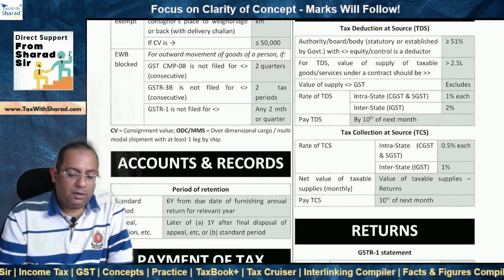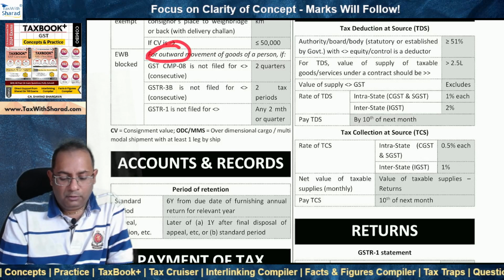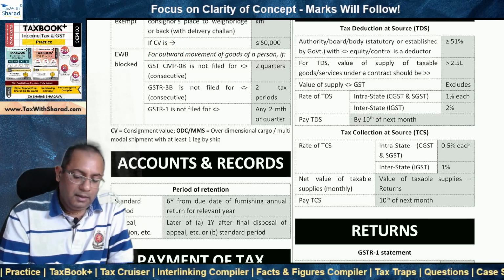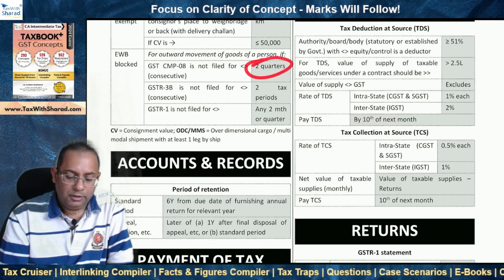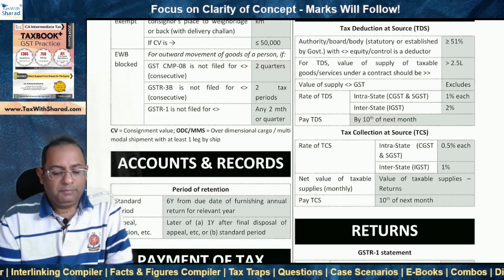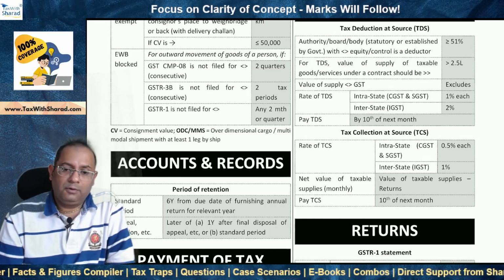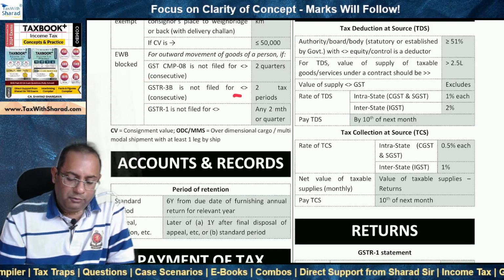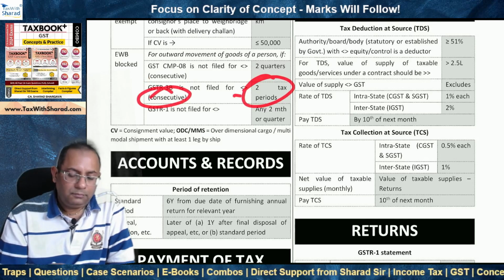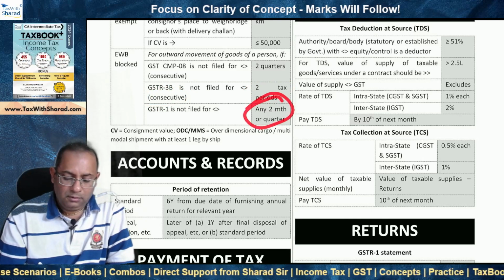Generation of e-way bill is blocked. It cannot be done for outward movement of goods of a person if GST CMP 08, the statement of self-assessed tax in case of a composition taxpayer, is not filed for 2 consecutive quarters, or where GSTR 3B is not filed for 2 consecutive tax periods, or where GSTR 1 is not filed for any 2 months or quarters.